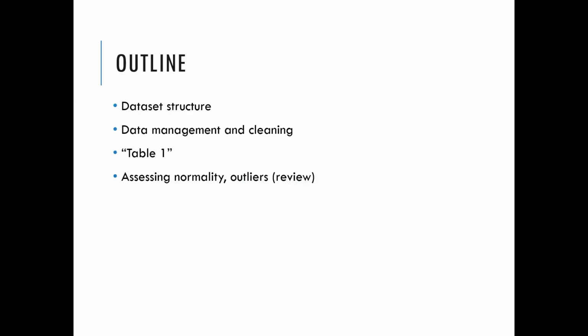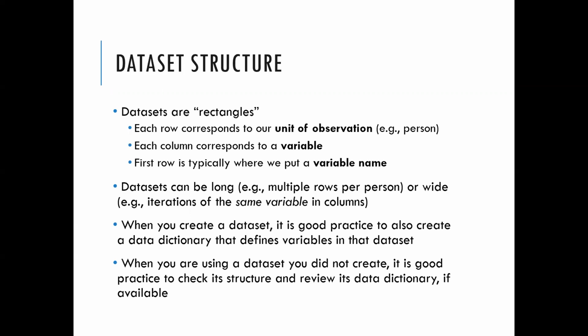Okay, so here's just a quick outline. We're going to talk about data set structure, data management and cleaning, our descriptive table or our table 1 that we typically would include in a peer-reviewed publication, reporting our results of any studies that we conduct, and then a review of assessing normality and outliers and how to do that in R.